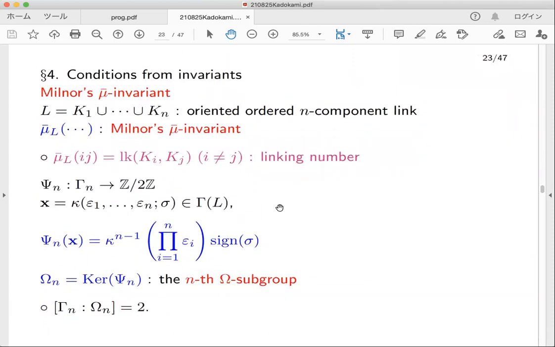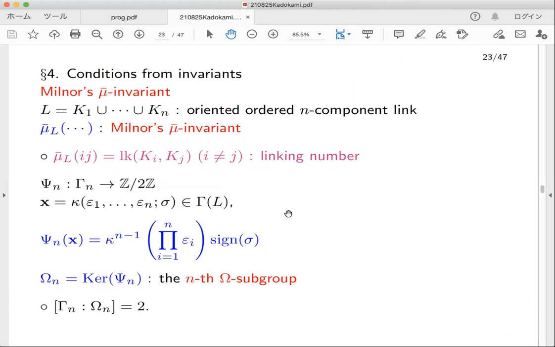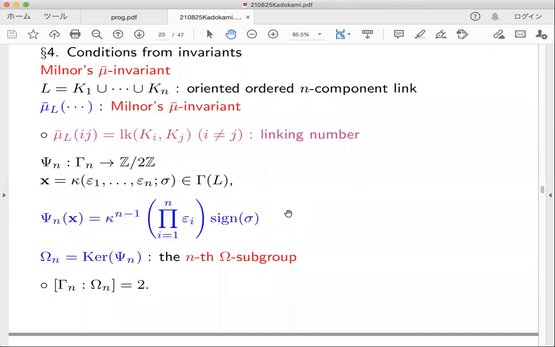Yes, we consider conditions from invariants. The first is Milnor's invariants, but I would like to skip most of this part and only say linking number. Linking number is very important to study amphicheirality.